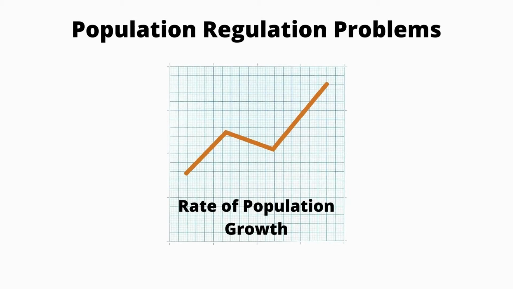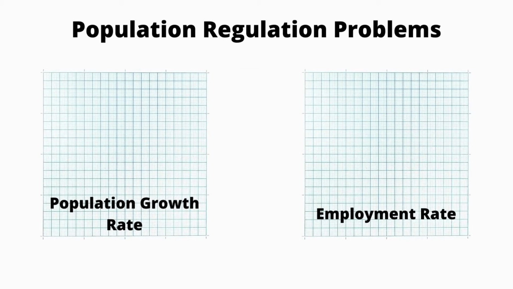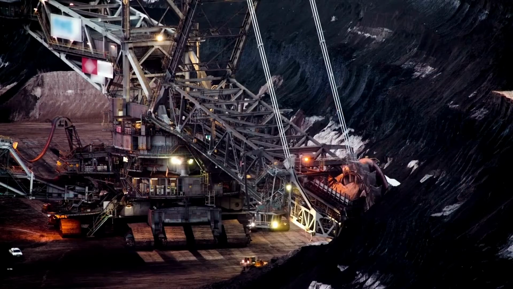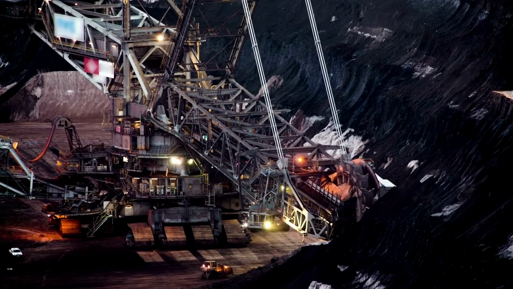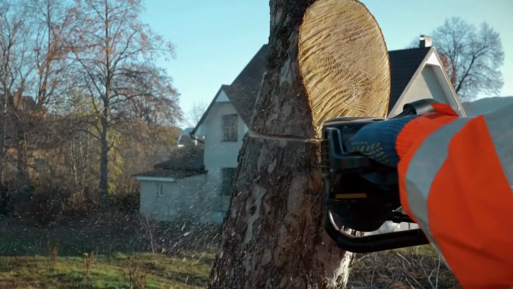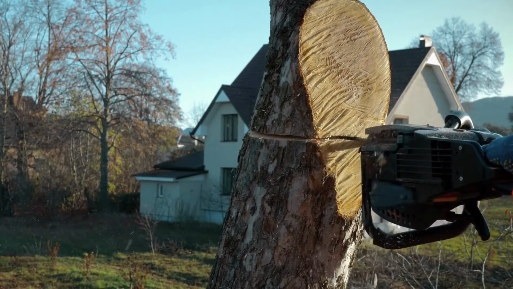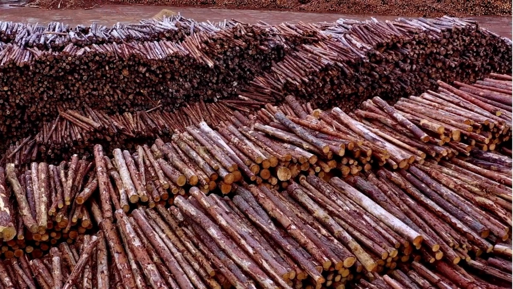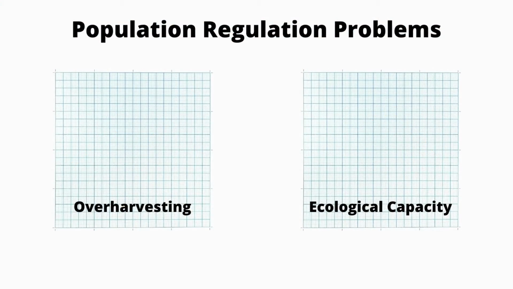When the rate of population growth is high, there would be a decrease in employment. People would then opt for jobs using natural resources like mining, which leads to the loss of biodiversity. We can also observe the exploitation of natural resources when agricultural lands are converted into residential areas. Overharvesting would result from the poor control of logging. These problems put pressure on the country's ecological capacity.